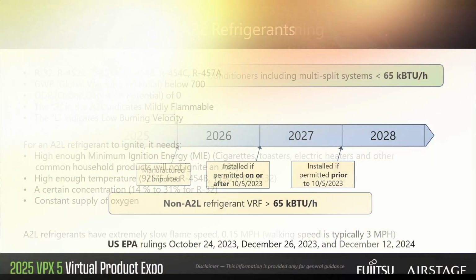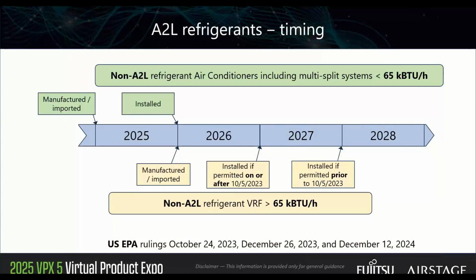On the next slide, we're going to look at the timeline for the A2Ls. Right now, we can look at the upper part there. The non-A2Ls, 410A for example, can still be installed, but they have to be manufactured and imported before January 1st this year. That's for small systems below 65,000 BTUs. They can be installed during this year, then it has to be done.